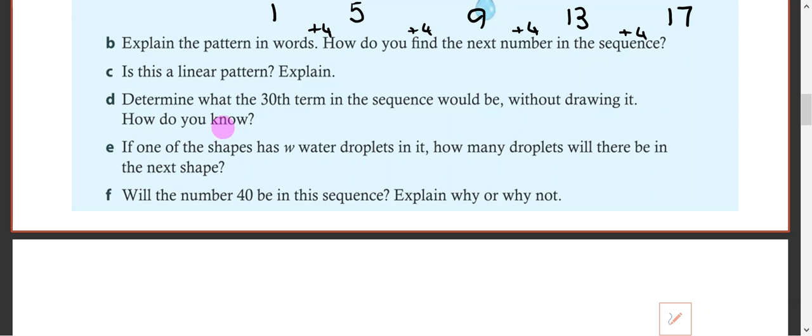Right. Determine what the 30th term in the sequence would be without this drawing. The 30th is going to be a lot, right? Any ideas? 30 lots of 4. That makes sense. It's not correct.